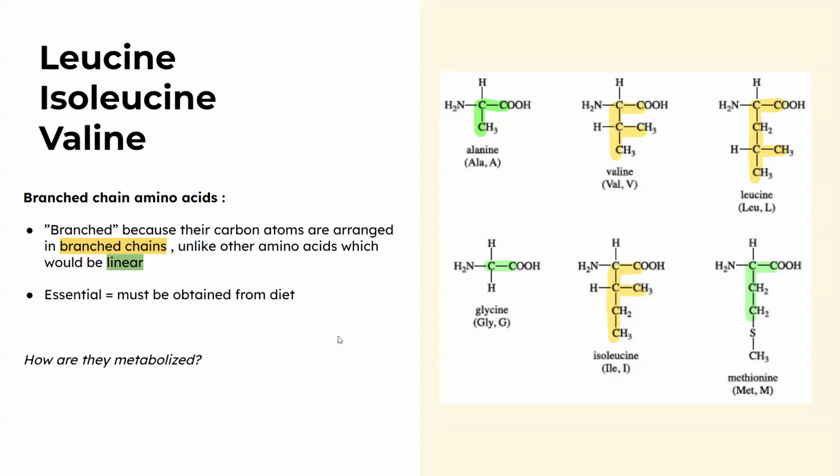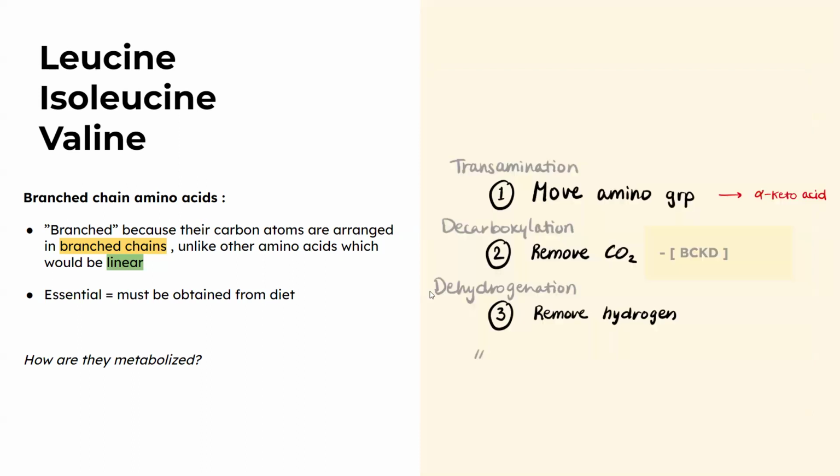But now that we know what they are, how are they metabolized? How are they broken down in our body? We have three main steps. There's actually more steps, but the doctor focused only on these three. We're just going to look at these. The first one is transamination, then decarboxylation, and then dehydrogenation. So let's start with transamination.